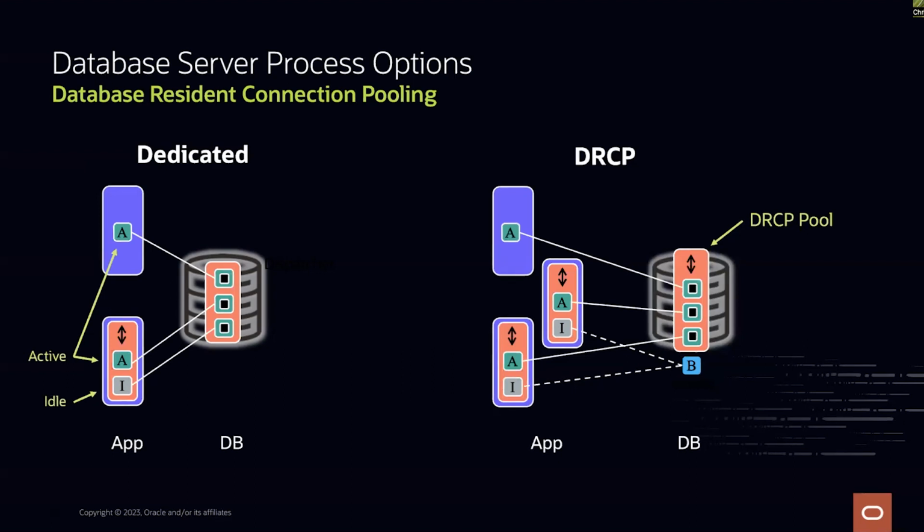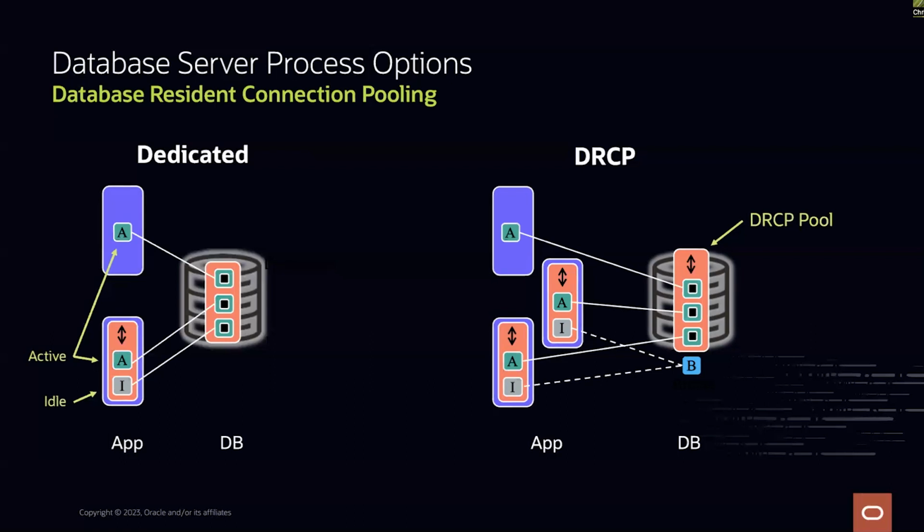You wouldn't use DRCP if your database was able to cope with all of those connections on the left-hand side. If it was able to cope with, as we showed there, those 3 connections, you're not running out of memory with 3 connections, there's no reason to use DRCP. But by the time you start scaling up and you've got more application processes running and they're doing different things and they're starting and stopping, then the DRCP pool starts to make a lot of sense.